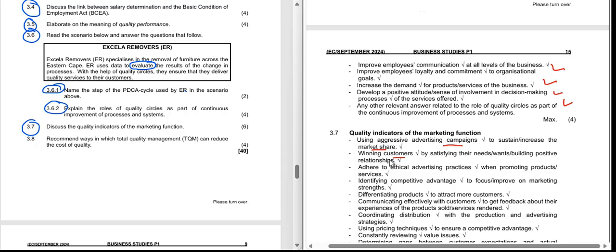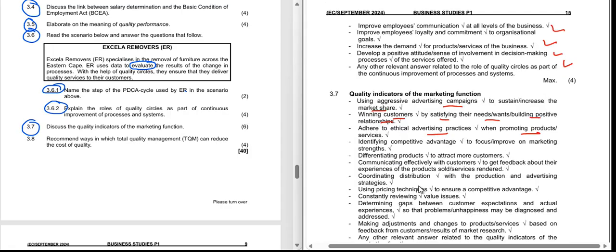Okay, so winning customers by satisfying their needs and wants, building positive relationships, adhering to advertising practices when promoting product services, identifying competitive advantage. So they are going to do this to focus, improve on marketing strength, differentiating products to attract more customers. So all these things are signs that the marketing department is doing their job properly.